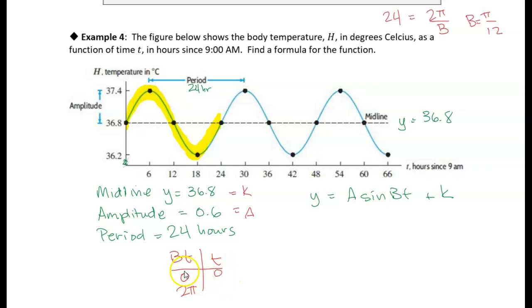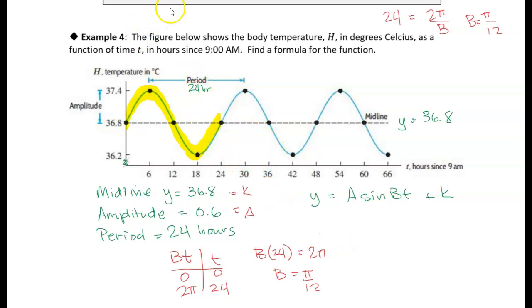When t is 0, bt is 0, but I want bt at the end of the cycle, so b times 24 to be equal to 2 pi. So I can get the same thing that way, pi over 12. Either way, one cycle happens from 0 to 24, and in order to get that, the input to the sine function has to go from 0 to 2 pi. All right, so let's put this all together.